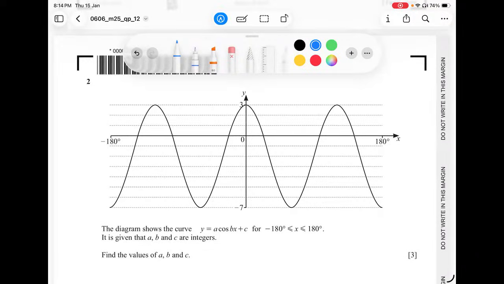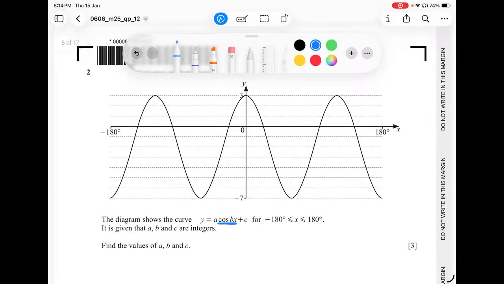Basically, the second question here is a trigonometric graph. They have given you what trigonometric graph it is. It's a cos graph, and you need to find the values of A, B, and C. This is straightforward. You just need to know where the mean position of this graph is. Okay, so you just find the mean position. The mean position is basically where the number of units up and the number of units down are equal. So that's your mean position.